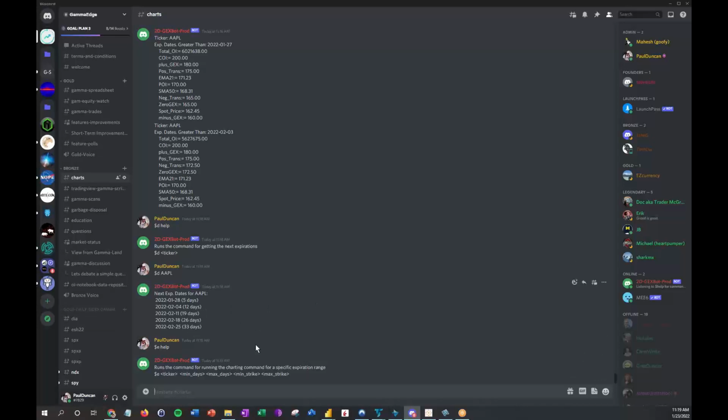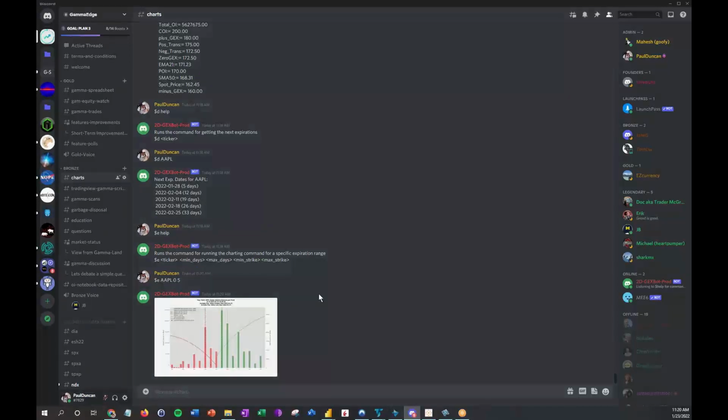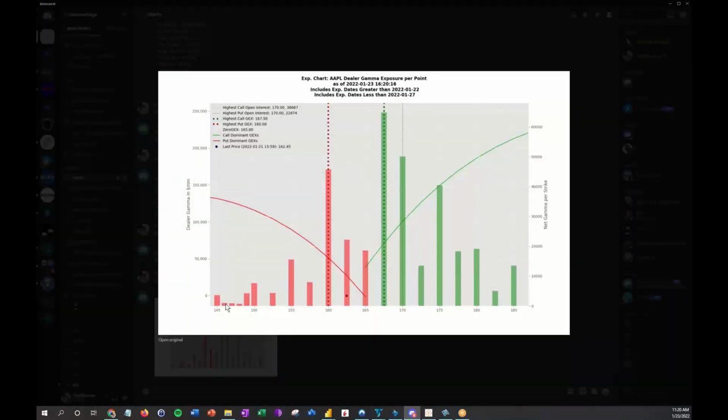So if I want to see for Apple what's expiring this coming week, I would type $E, AAPL, 0. And because the dates here show 5 days, I'll type that 5. And I'm not going to zoom in right now. I'll just go ahead and leave that. I hit the enter key. And what we get out of this is a chart that basically shows us the gamma distribution for what's expiring.